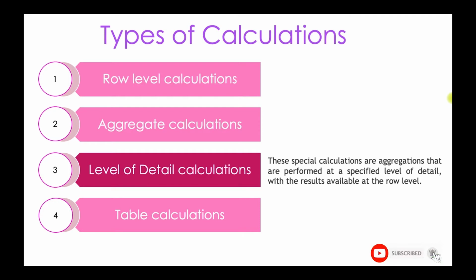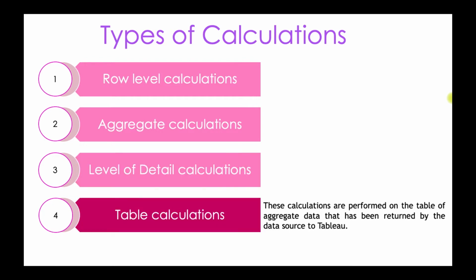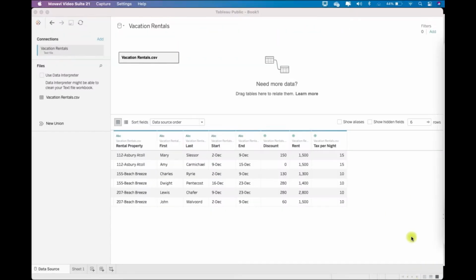Level of detail calculations are aggregations which are performed at a specified level of detail in the calculation, and these results will always be available at the row level. Table calculations are always performed on the table of aggregate data, which is returned by the data source to Tableau. Okay, now let's go to Tableau and build these calculations.